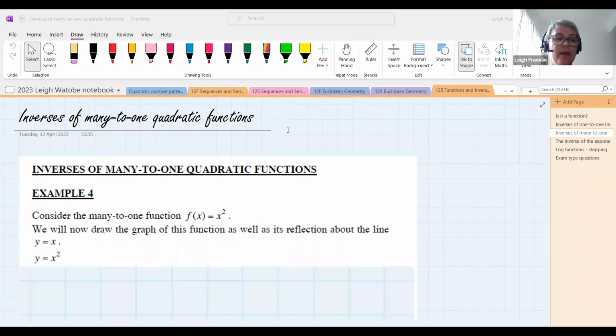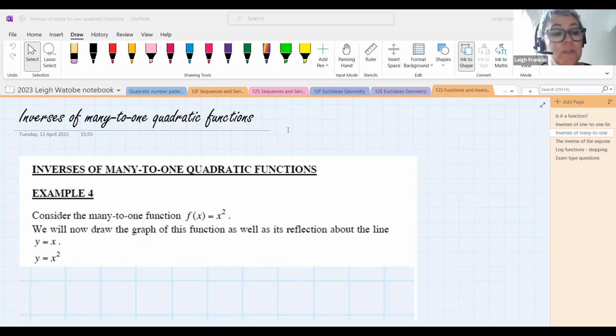All right, so now we really are starting to get into the meat and bones of things per se, because these are the sorts of questions that would come up in tests and exams. They don't generally give us the inverses of one-to-one functions in exams, but we do have to consider the inverses of many-to-one functions. So today we're going to be talking about the inverse of the many-to-one quadratic functions.